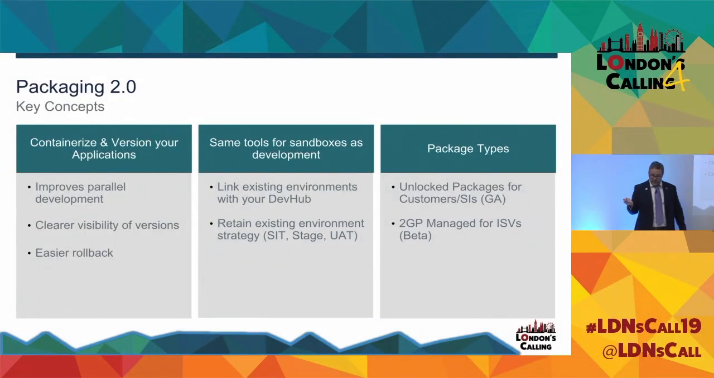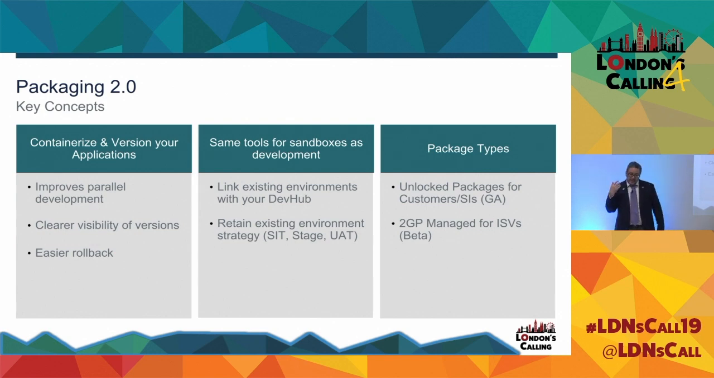I want to talk a bit about packaging. So I've talked about improving parallel development by containerizing things. You've got that version history in packaging. So you've got package, you've got package versions, you've got each one independently, and you've got this easier rollback. Because you link your dev hub with your sandboxes as well as your scratch orgs, you're using the same tooling for both. So you haven't got to worry about, if I'm developing, I use SalesforceDX, and when I go to production, I have to use this. It's the same tool. And if you've got an existing sandbox strategy, you can keep that. So you just link that up, and you go through the same stages that you do today.